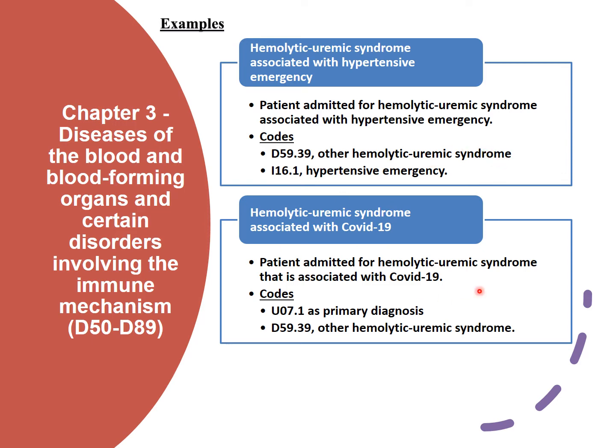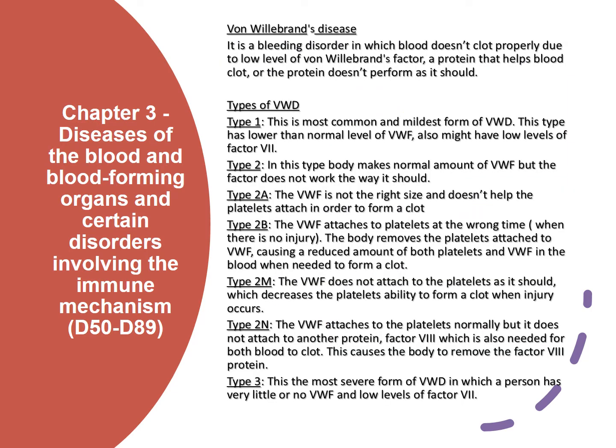If the patient was admitted for hemolytic uremic syndrome that is associated with COVID-19, then COVID-19 was found in code first conditions. So U07.1 as primary diagnosis and D59.39 other hemolytic uremic syndrome as secondary diagnosis. Whenever you are coding hemolytic uremic syndrome, please check the type of hemolytic uremic syndrome and assign appropriate code.